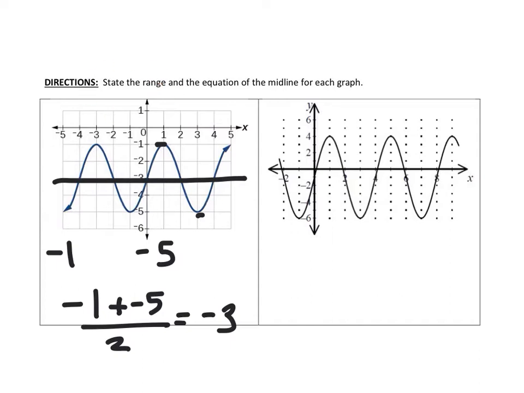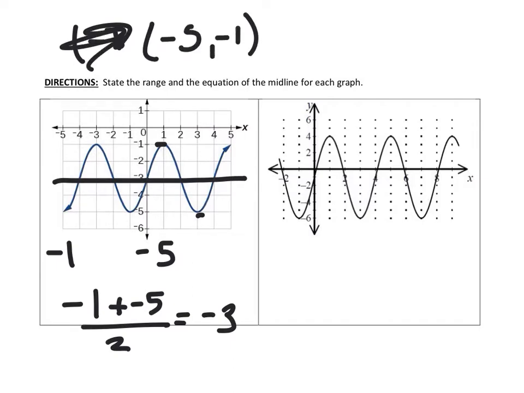So did I state my range? My range is my y values, low to high, -5 to -1. And the equation of the midline, it's horizontal, so that's y equals -3. All right, let's try the next one.